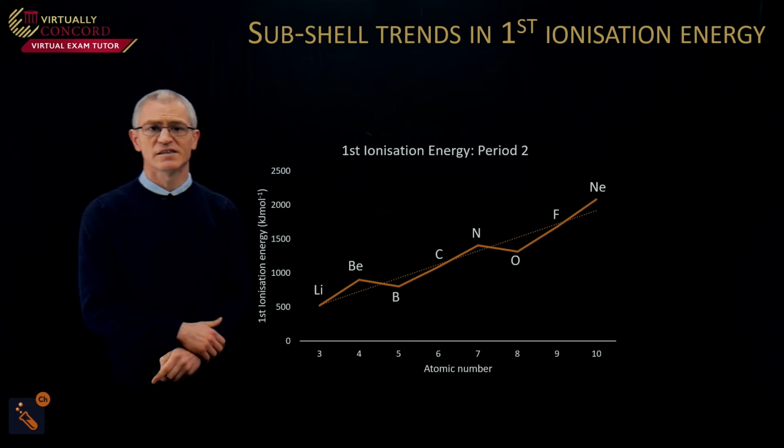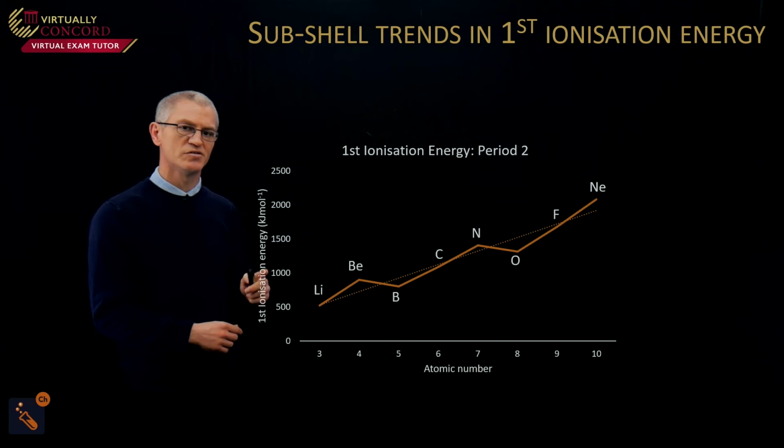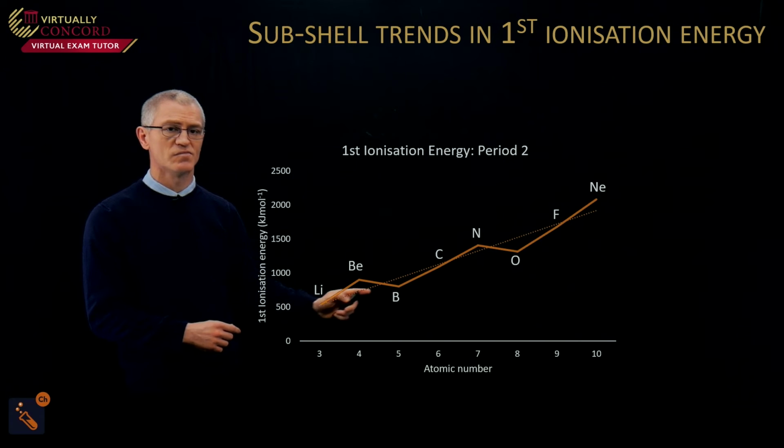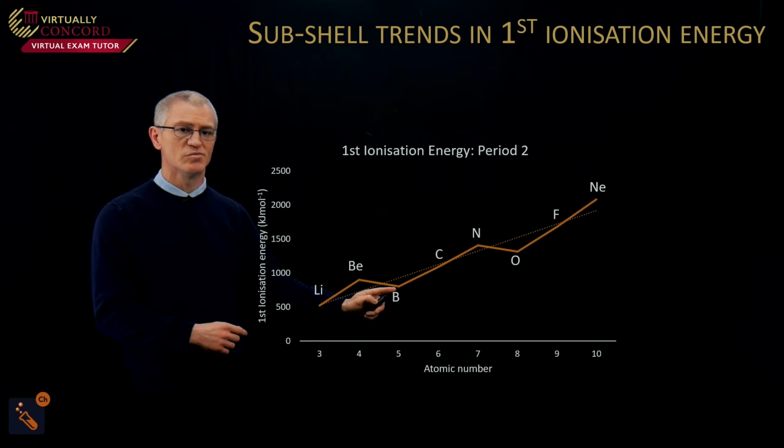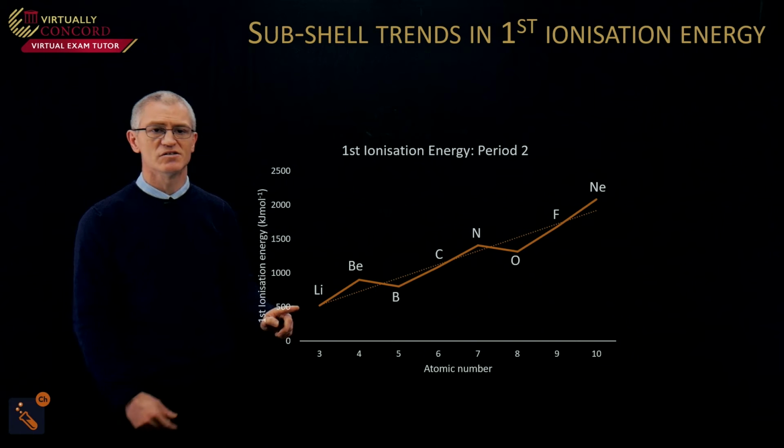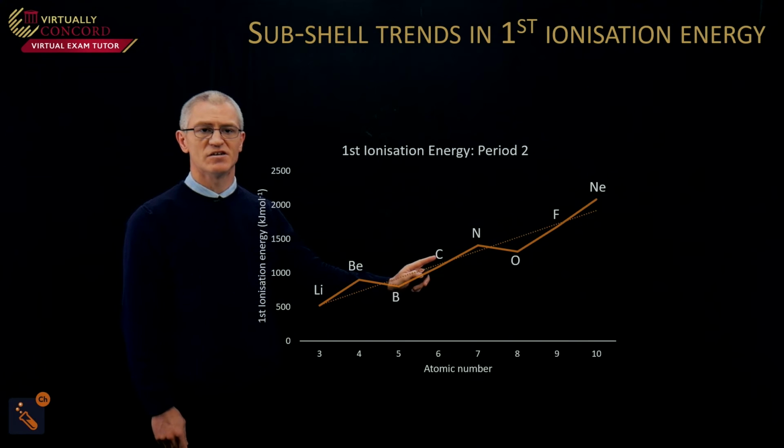Now, if you look at this graph, there are two major points that we need to focus upon, and that is the beryllium going down to the boron. Boron does not go as low as the lithium, but the beryllium goes down to the boron. It shouldn't really go down because we know that the general trend is the first ionization energy goes up, and you can see the trend line here.